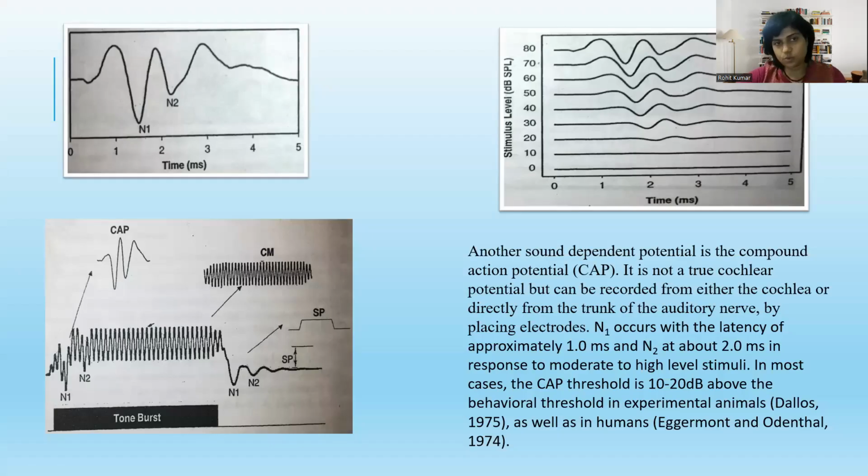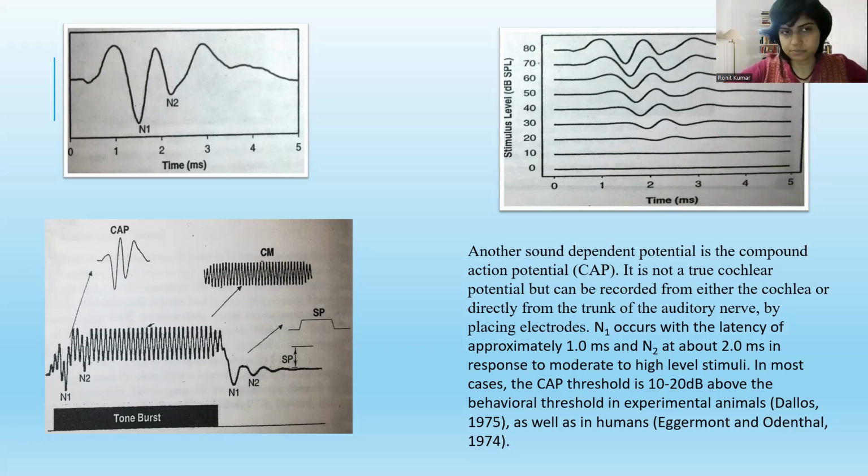So let's see what the compound action potential is, what the cochlear microphonics are, and what the summating potential is. In these images, we see how the peripheral auditory system nerve recordings are done. When we talk about the peripheral auditory system, we're just talking about the auditory nerves and how their recordings can be done through tools like electrocochleography.